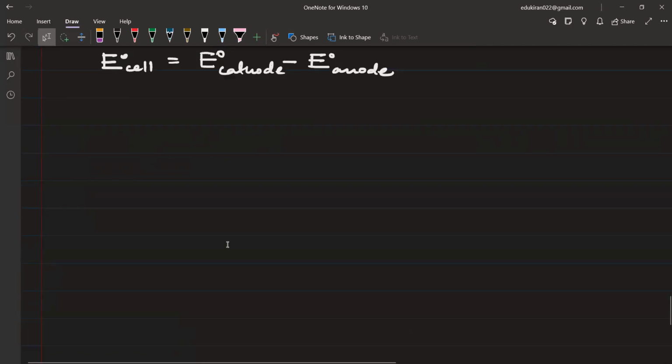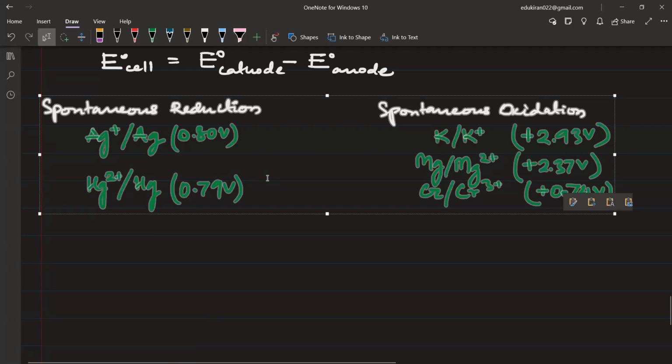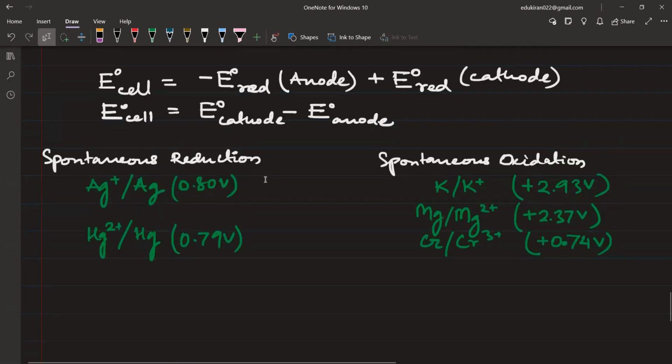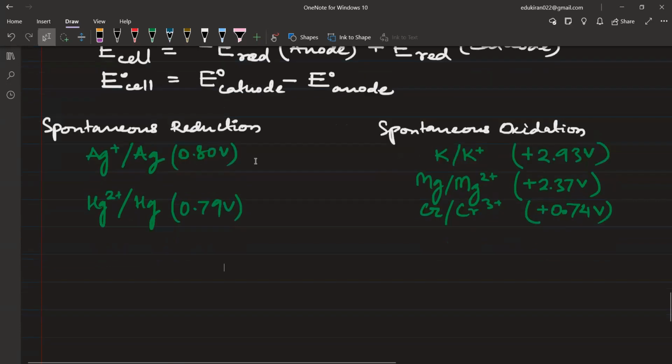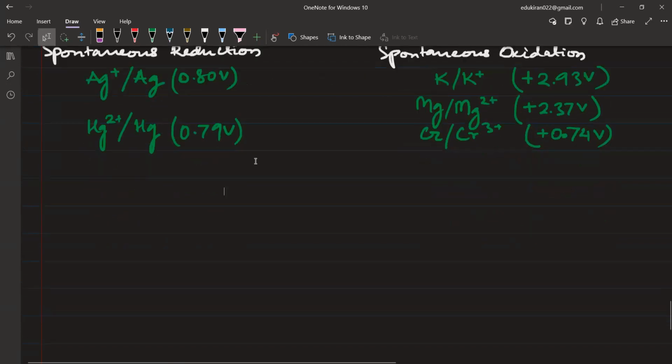So these are the electrode potentials. You have to make cells that give you positive electricity.